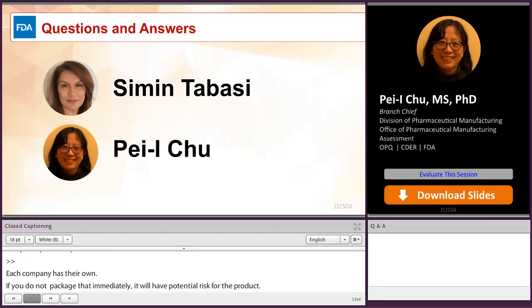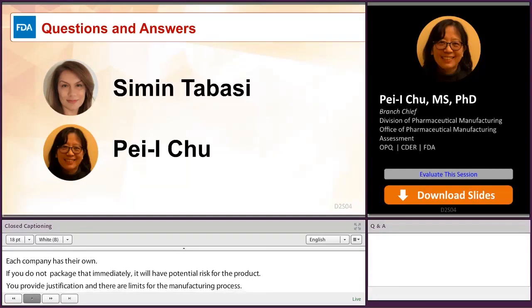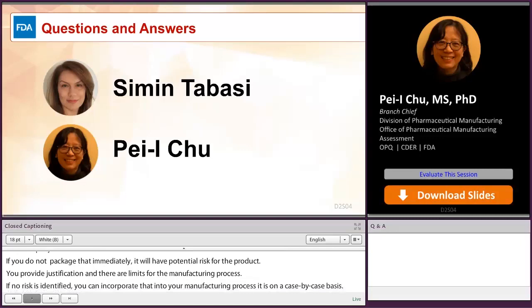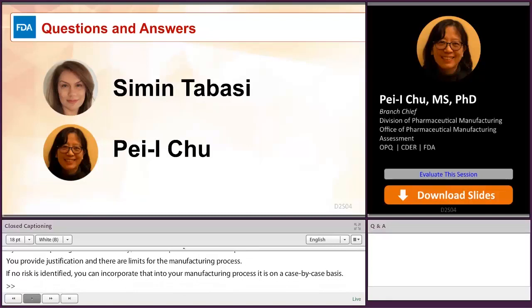Well, I guess each company has their own SOP, and as I mentioned earlier, if there is a risk, if you don't package that immediately, and it's going to have potential risk for the product, then justify and specify the limit. If no such risk is identified, then you can just incorporate it into your manufacturing process. And we have one last question.